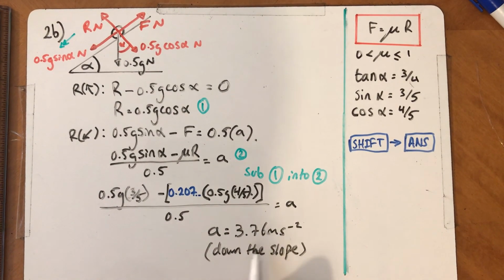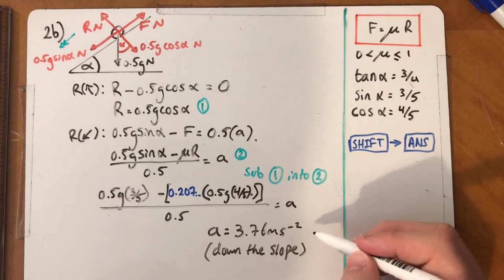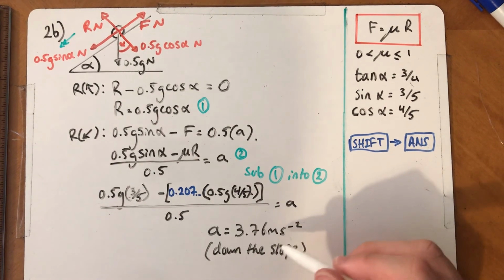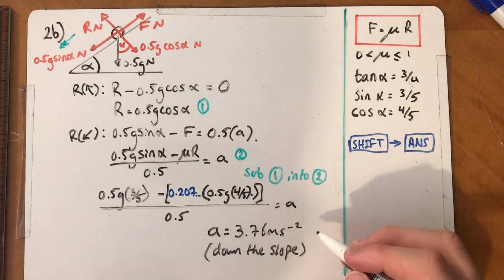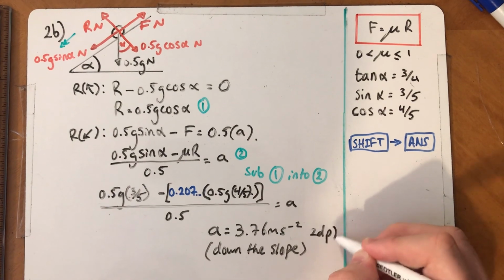And I haven't rounded this. This is what the calculator has given me, so I've left it how the calculator display has given it, to 2 decimal places.